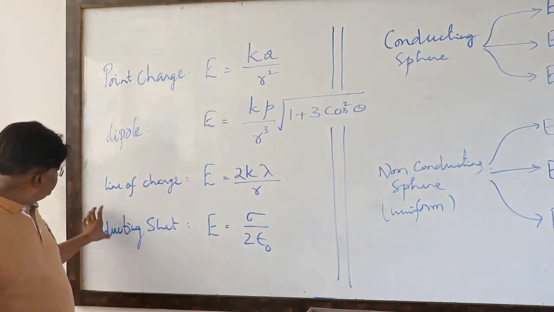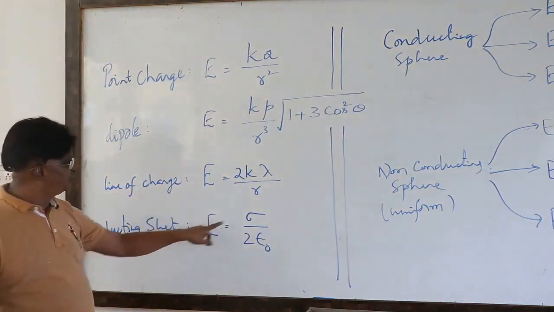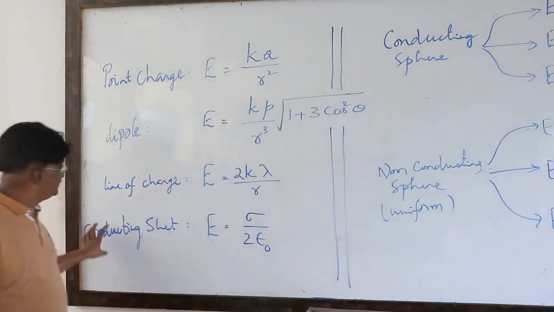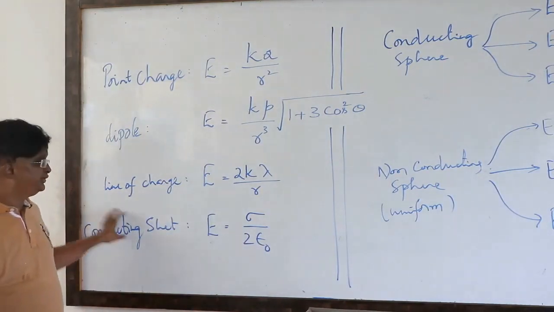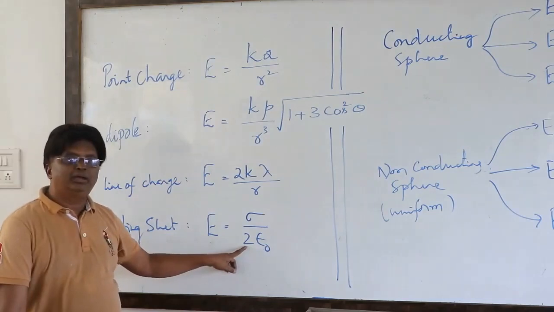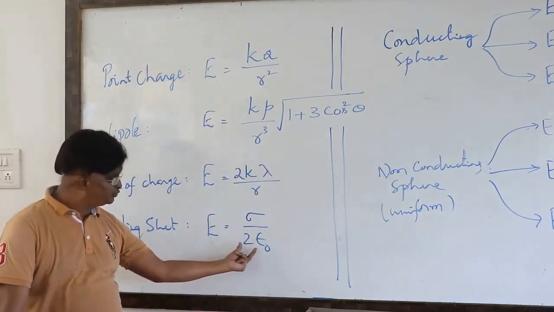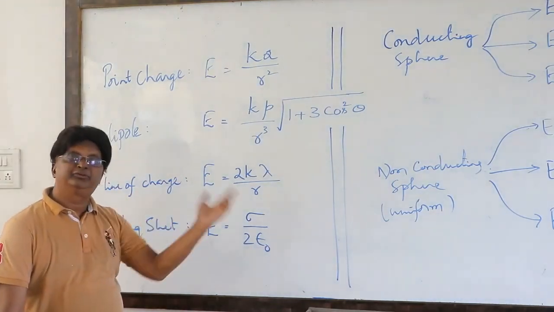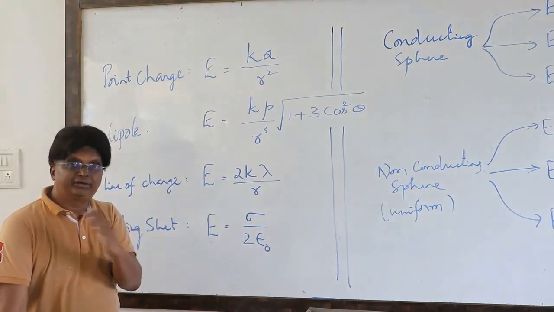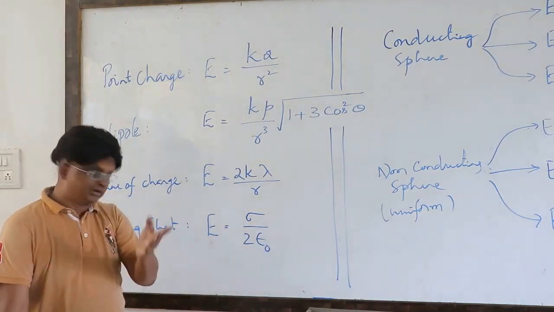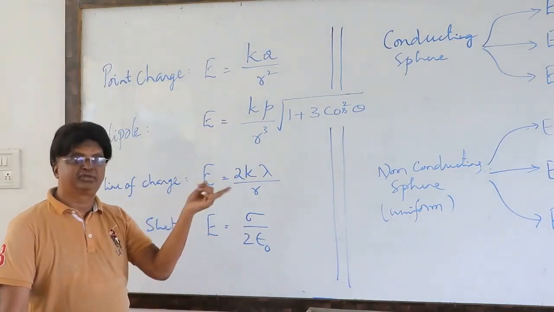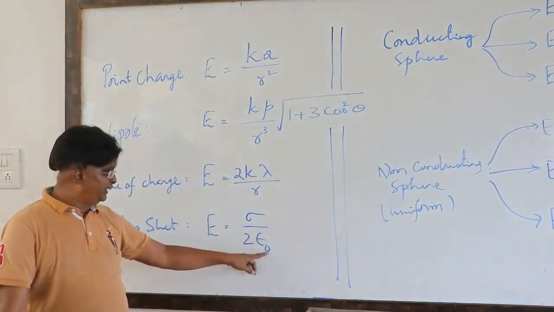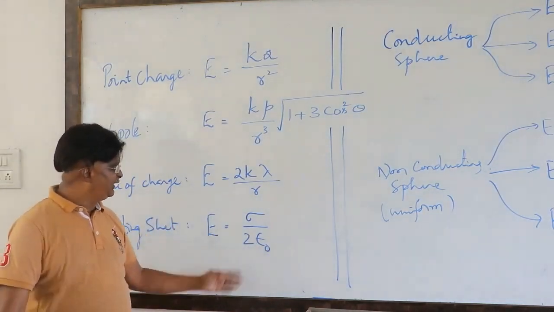Now let us come to this particular result. Conducting sheet, E is equal to sigma by 2 epsilon naught. Remember this was a case of conducting sheet. And you know the reason of this number 2 in the denominator, because flux on either side of the conducting sheet, therefore we have taken 2 flat surfaces, 2 times epsilon naught. This you will see is independent.